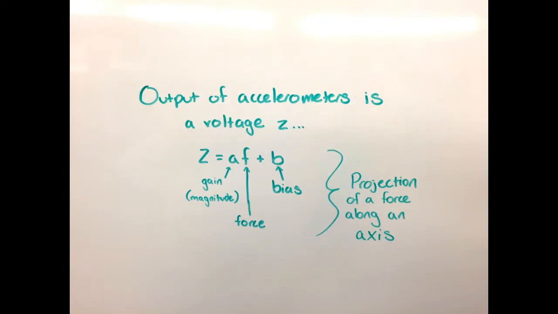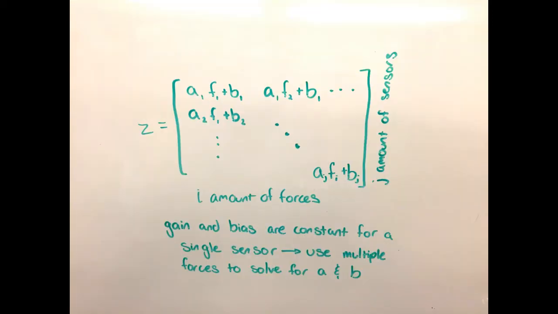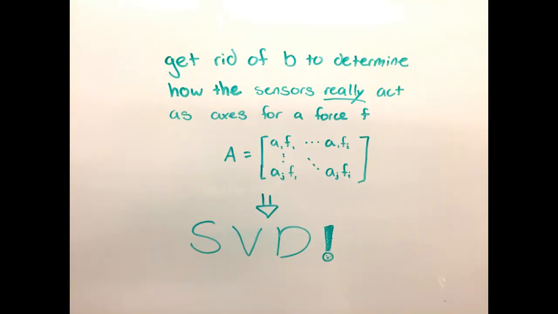The output of accelerometers is a voltage Z. Z equals the gain of a sensor times force plus the bias of a sensor. Because gain and bias are constant for a single sensor, even as force varies, you can arrange all of the different values of Z in a J by I matrix with the different sensors going along the J axis and the different forces going along the I axis. After arranging the matrix, you can subtract the bias so that you are only analyzing the gain of the different sensors and how they will pick up on the force F.